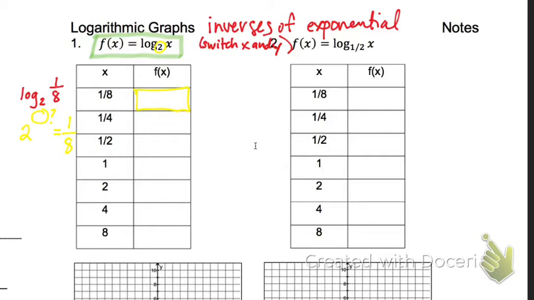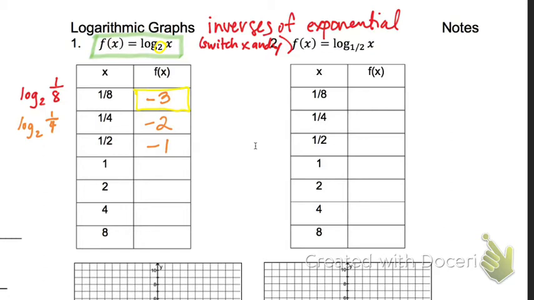-3. And why is it negative? Because it flips, so it becomes 1/8, and then 2 to the third power is 8. So I would put a -3 here. Now I'm going to do the same thing for 1/4. So log base 2 of 1/4, what power do I need to raise that to? -2, 1/2, -1.